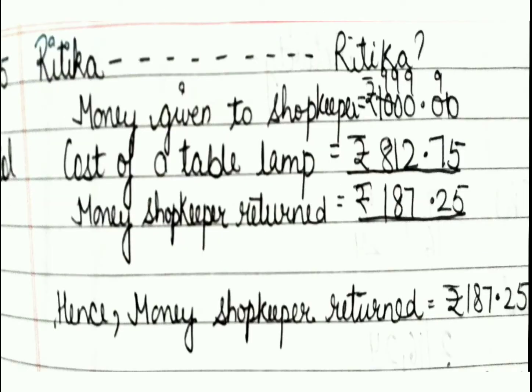Money given to the shopkeeper, that is rupees 1000. Now in 1000 there is no paisa given, so that's why we put 2 zeros after the decimal. Then the cost of a table lamp, that is rupees 812.75. Then the money the shopkeeper returns.